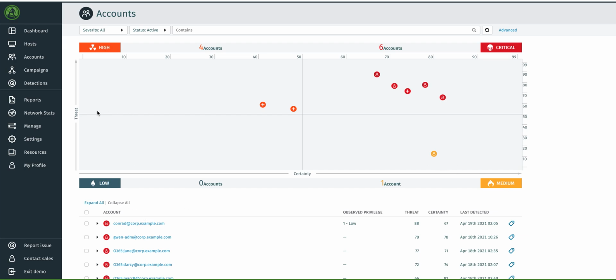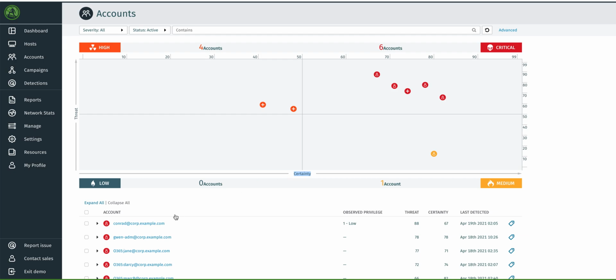The chart ranks accounts on two factors: the level of threat and the certainty of that threat. The threat score is a measure of the risk or threat in an account's behavior. And the certainty score is a measure of how far an account's behavior deviates from its normal behavior.